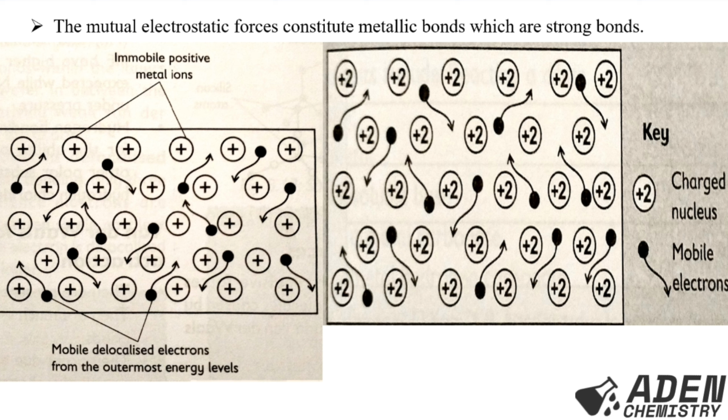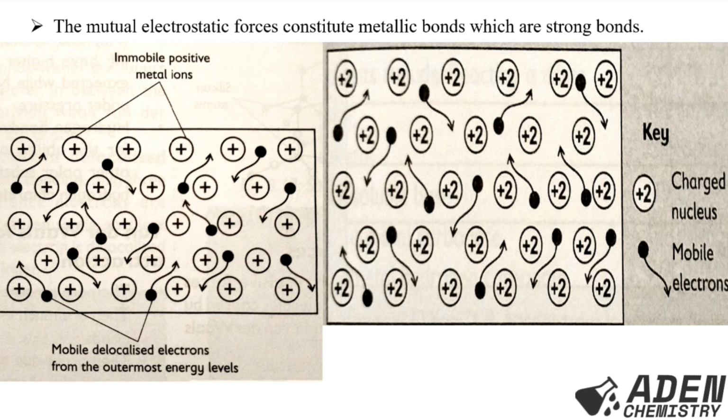So what we have here is the structure of metallic bonding. Check here very well. We have immobile positive metal ions, so these positive ones are the positive metal ions, and what we have here are the delocalized electrons, or mobile delocalized electrons, from the outermost energy level.